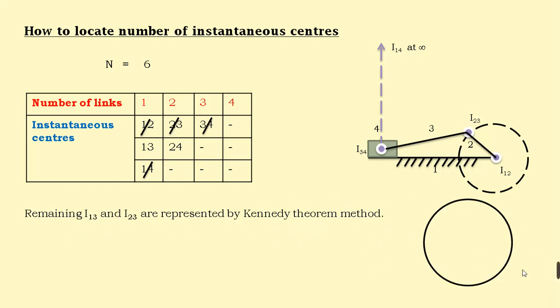Over the circle, we need to mark a number of points equal to the number of links. How many links are there? Four. So mark 4 points and name them 1, 2, 3, 4. Then join all the points with straight lines.